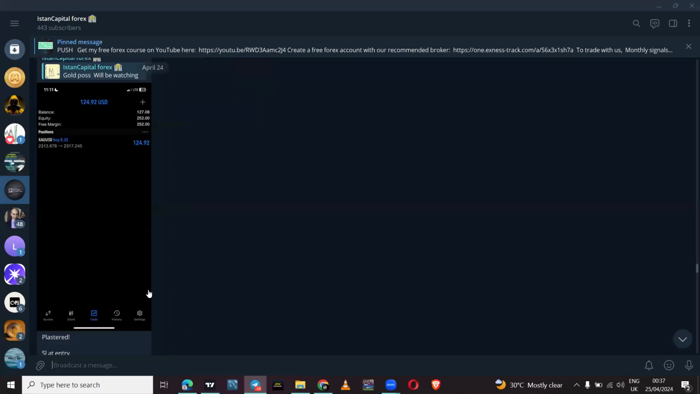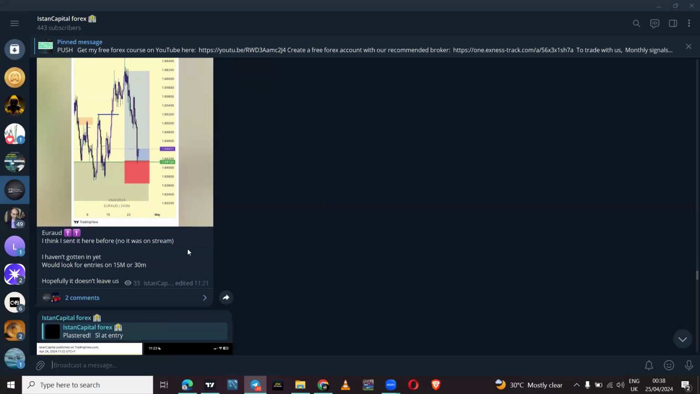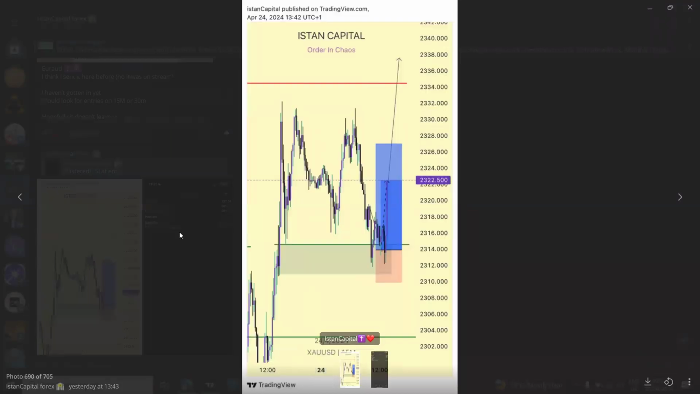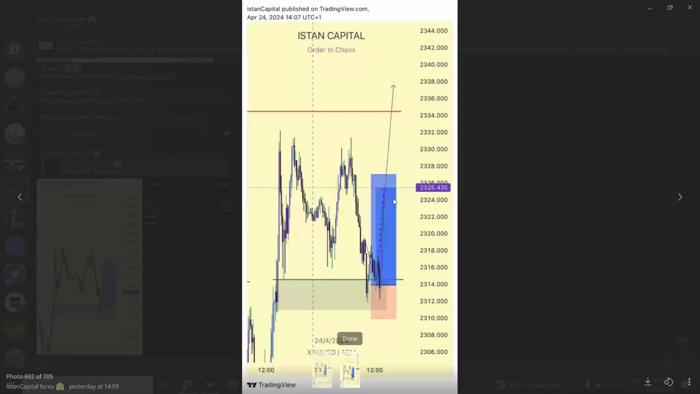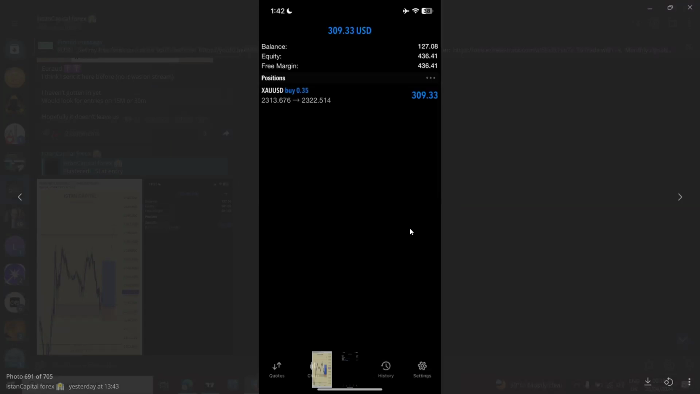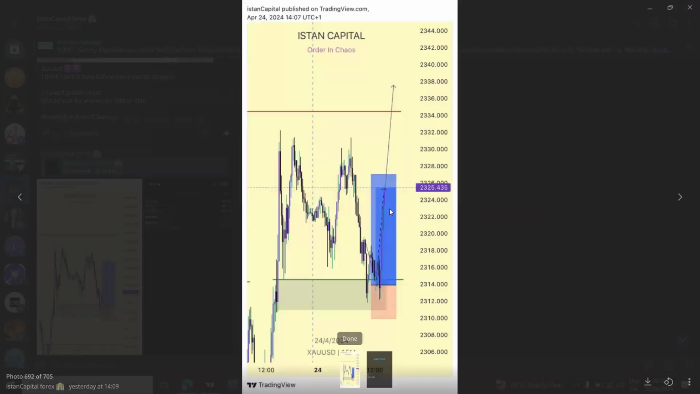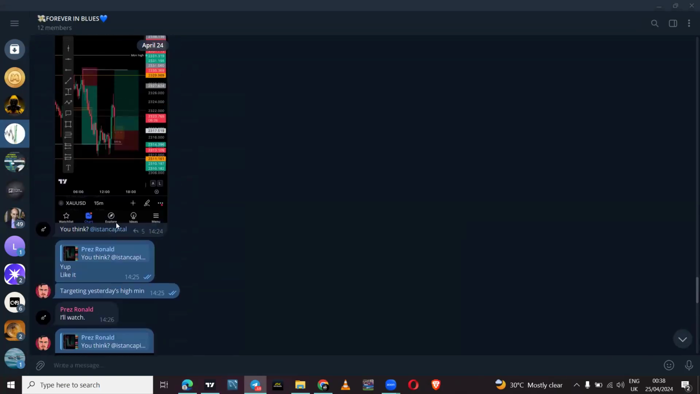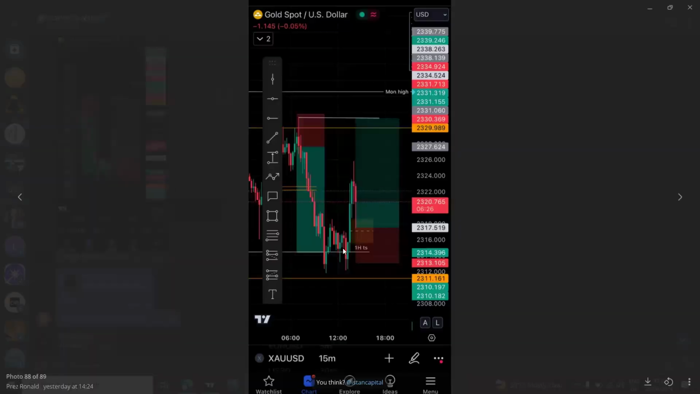And you can see the buy move. Gold, you can see clean buys, guys. Clean buys. And when the market was here, I got a second entry from the mentorship group. The mentorship group gave me a second entry. You can see this is the mentorship group.